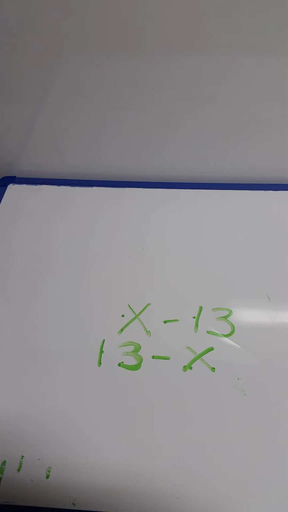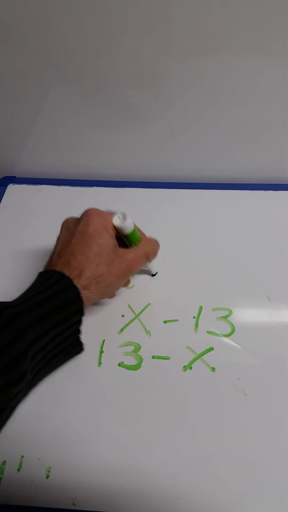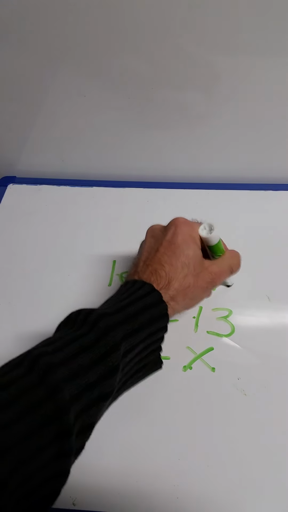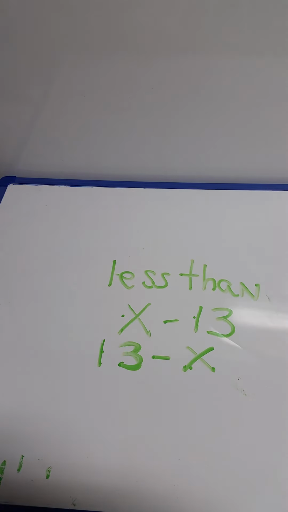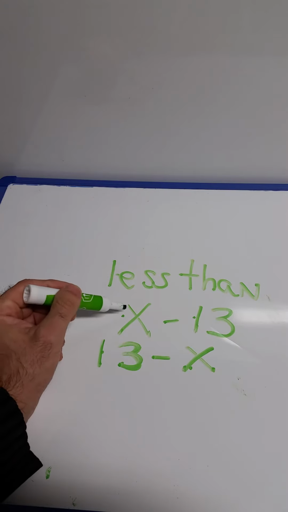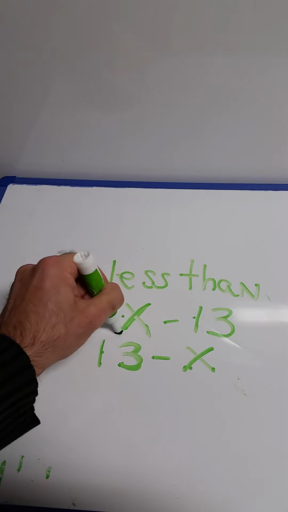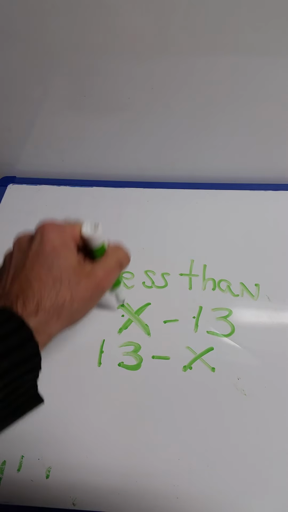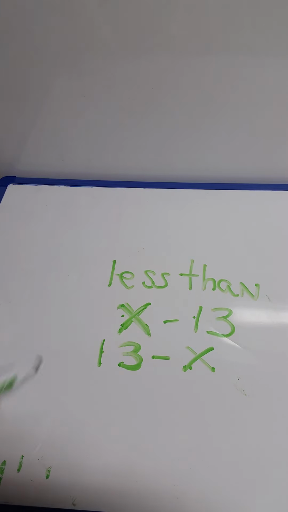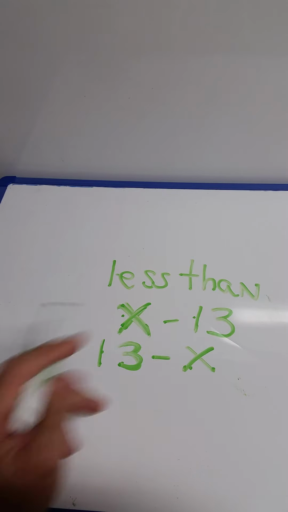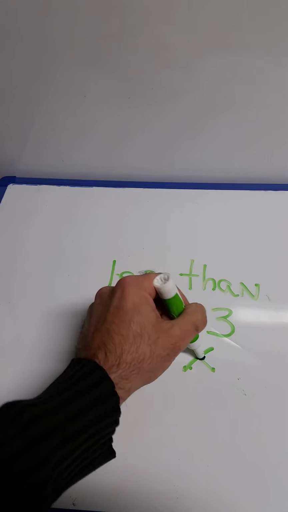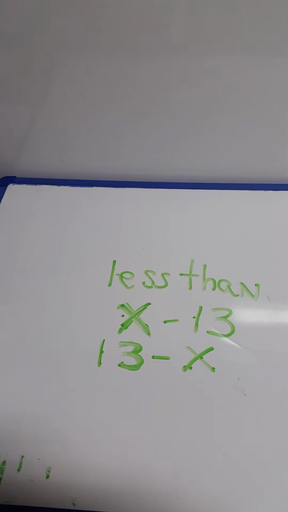So we need to be careful with less than. So again, this would have been a number minus 13, but it's 13 less than a number. This one would be 13 minus a number, but it's a number less than 13. Okay, on our next video, we will deal with multiplication expressions.